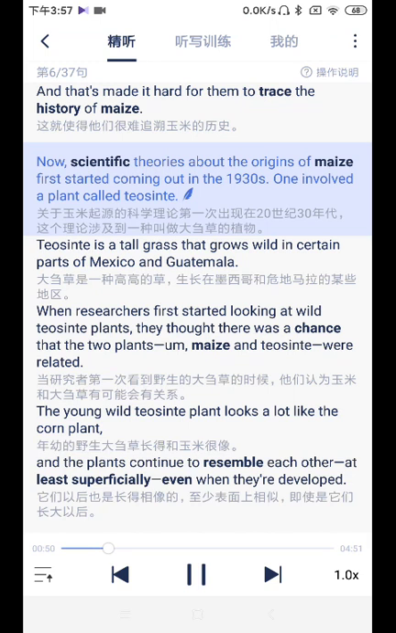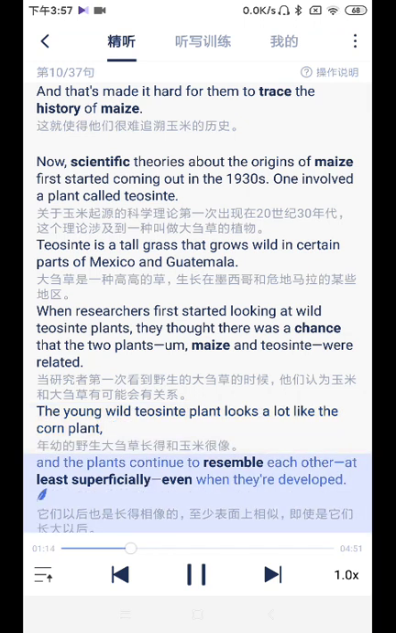One involved a plant called teosinte. Teosinte is a tall grass that grows wild in certain parts of Mexico and Guatemala. When researchers first started looking at wild teosinte plants, they thought there was a chance that the two plants, maize and teosinte, were related. The young wild teosinte plant looks a lot like the corn plant, and the plants continue to resemble each other, at least superficially, even when they're developed.